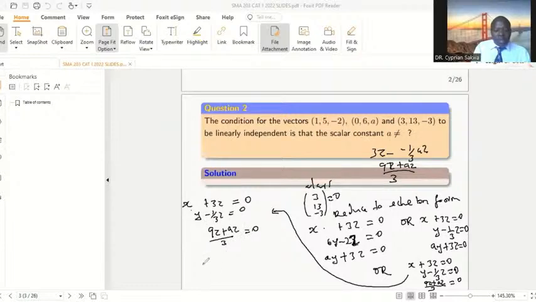Let me just look at the last equation and factorize it. The last equation that I have is (9 plus a)z out of 3 is 0. So you can multiply by 3 on both sides, and when you do that, you have a plus 9.